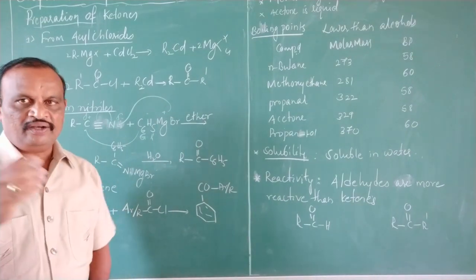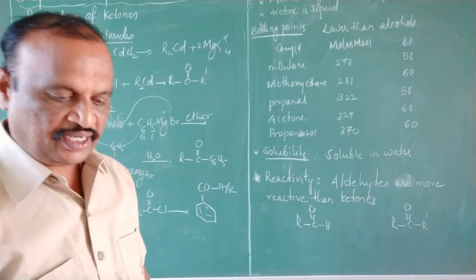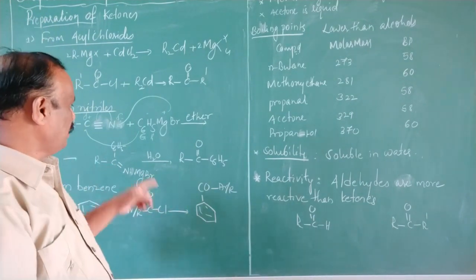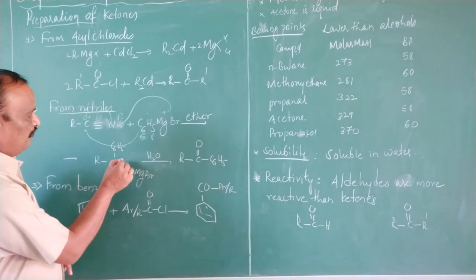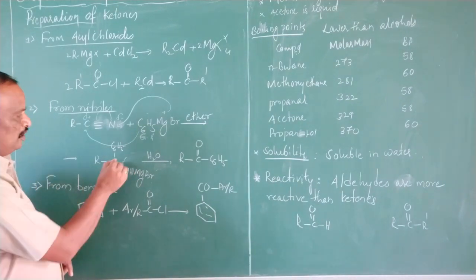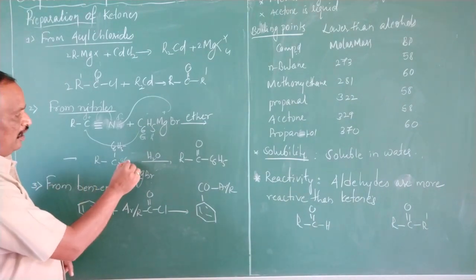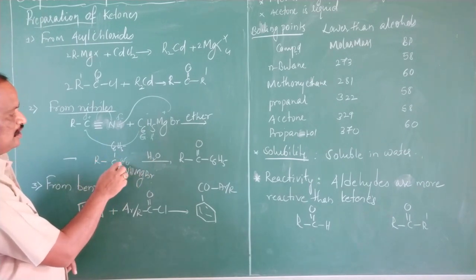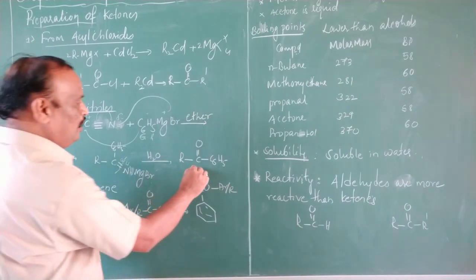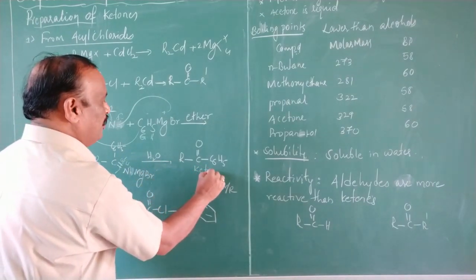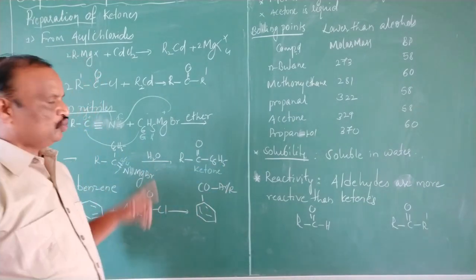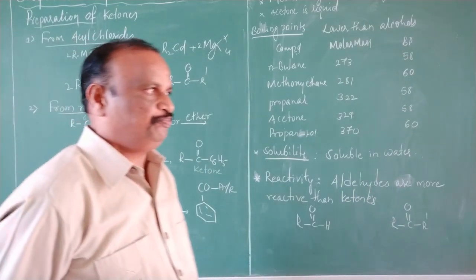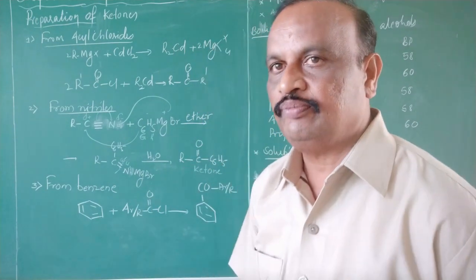You know that when you carry out a Grignard reagent reaction, after treating with the Grignard reagent, the next step is hydrolysis. On hydrolysis, cleavage takes place across this bond. So oxygen will add here and hydrogen will add there, so that R-C double bond O-C6H5, a ketone, is obtained. So this is how ketones are obtained from nitriles. That is the second method.